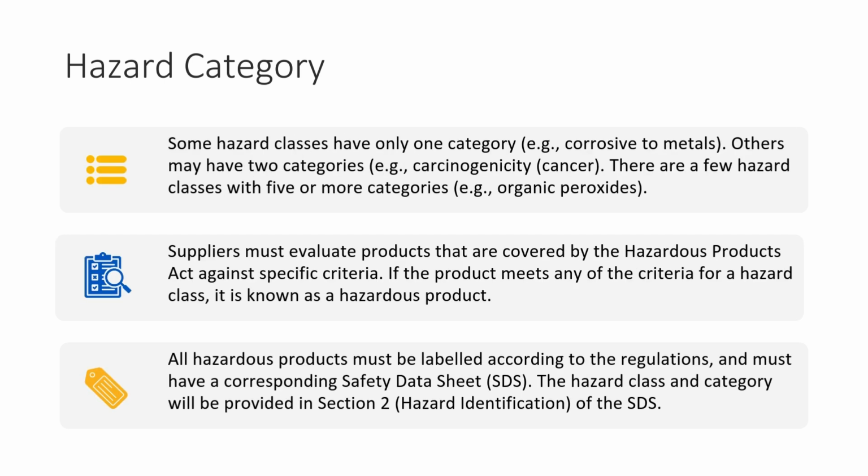Some hazard classes have only one category, for example, corrosive to metals. Others may have two categories. There are a few hazard classes with 5 or more categories, for example, organic peroxides.